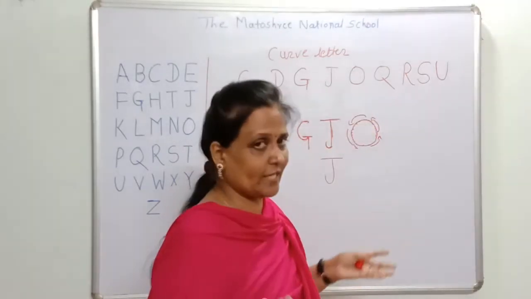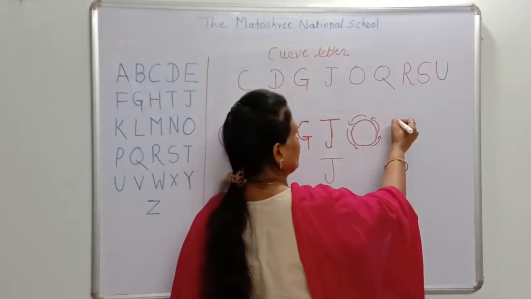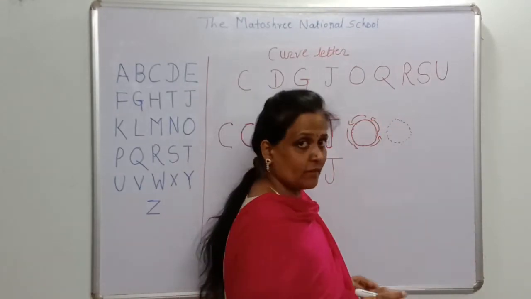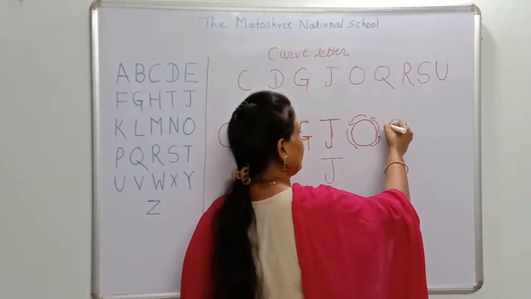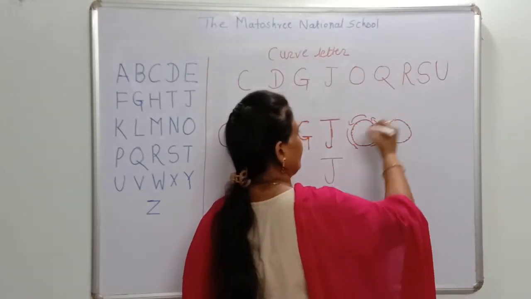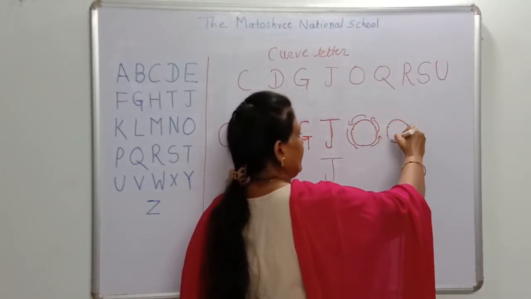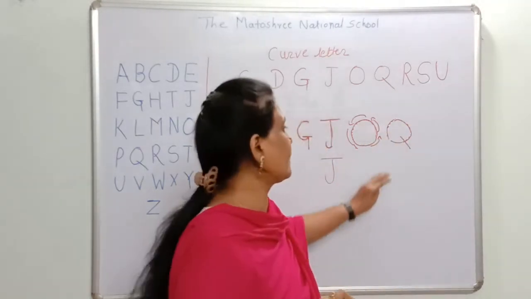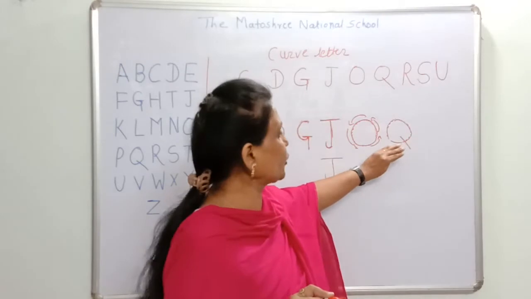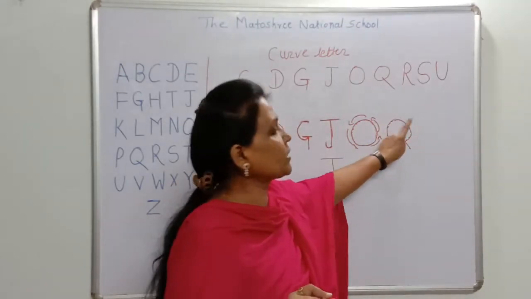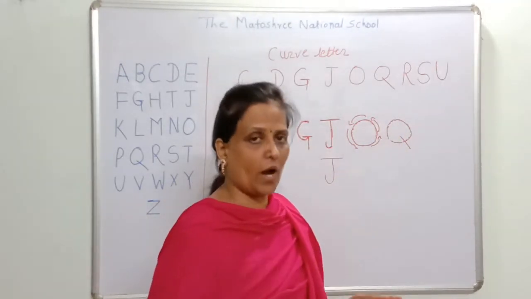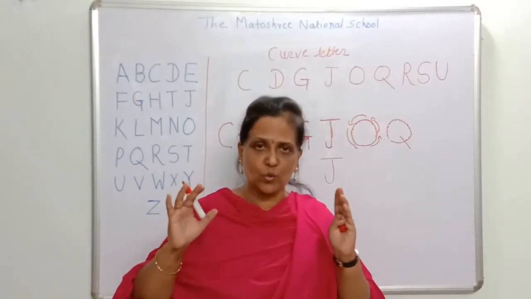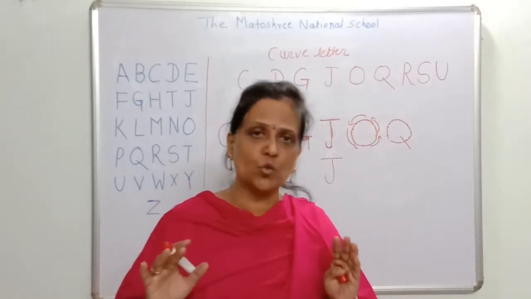Again now Q. Same. You have to draw the dots in a round shape. Tell them to join the dot to dot. Okay. And draw a slant line. It's a Q. So Q. Q says Qua. The sound of Q is Qua.